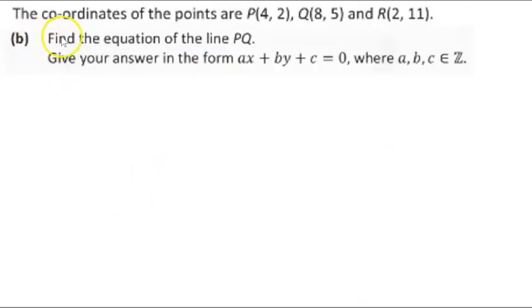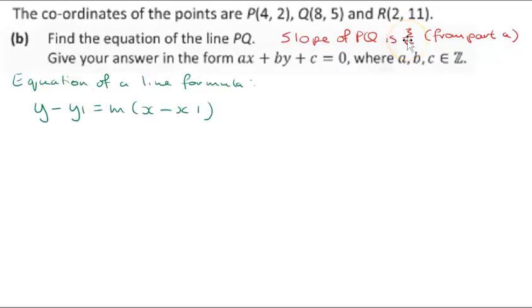Part B, find the equation of the line PQ. Give your answer in the form ax plus by plus c is equal to 0, where a, b, and c are elements of the integer set, so positive or negative whole numbers. So we worked out the slope of PQ to be 3 over 4 in part A, so we're going to use that now in part B. So the equation of the line formula from our formula book is y minus y1 equals m times x minus x1.